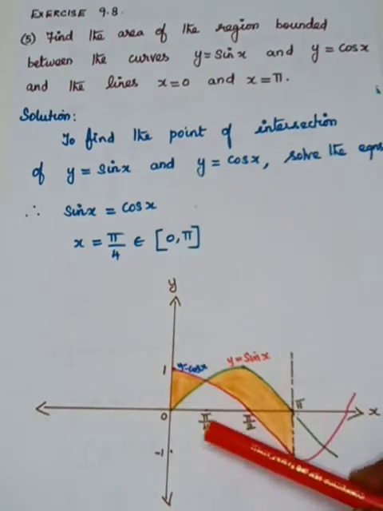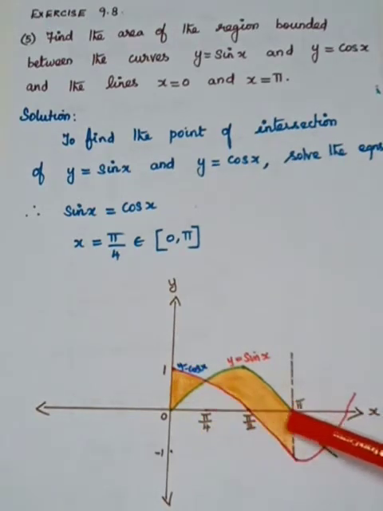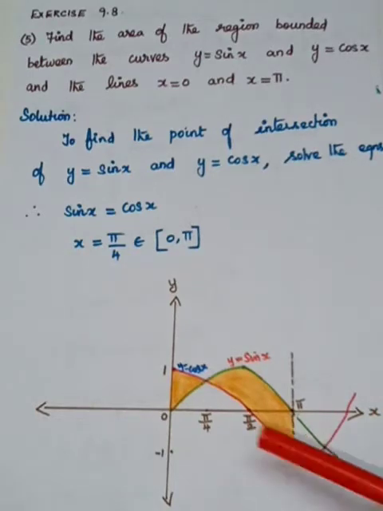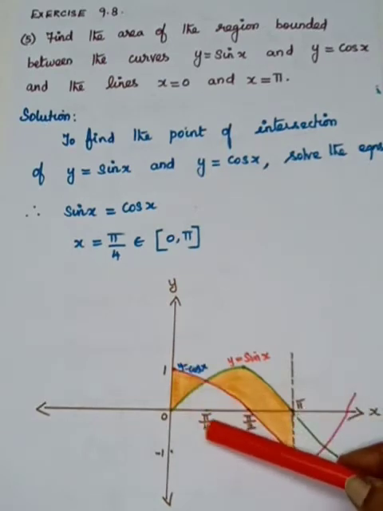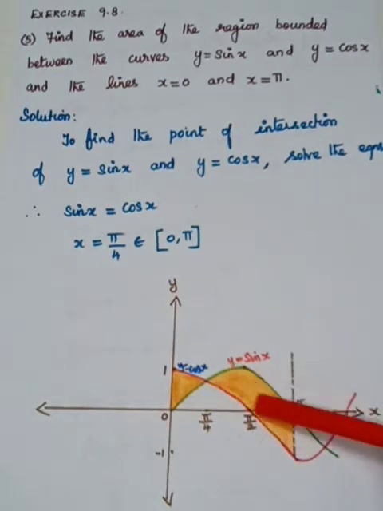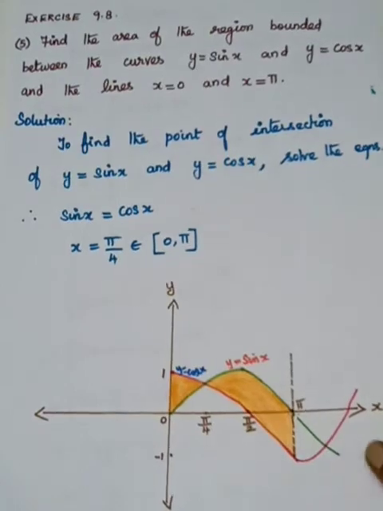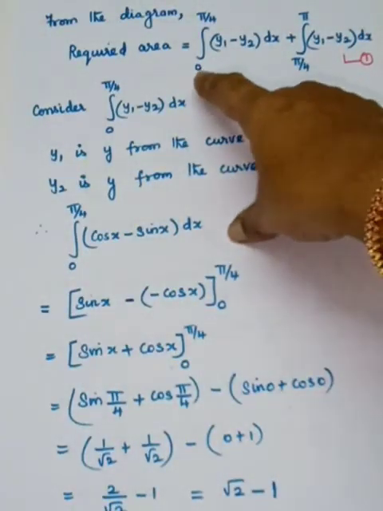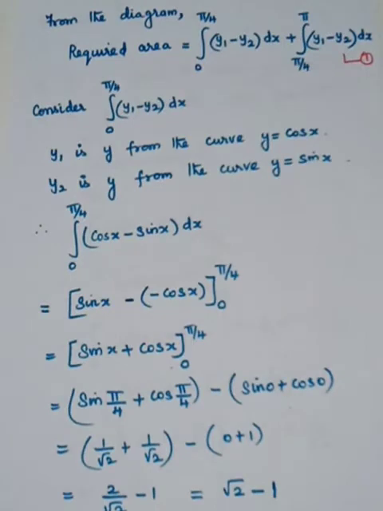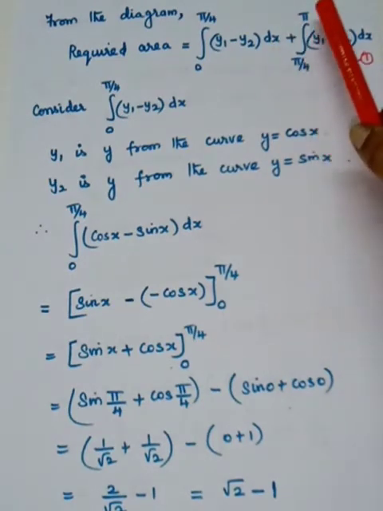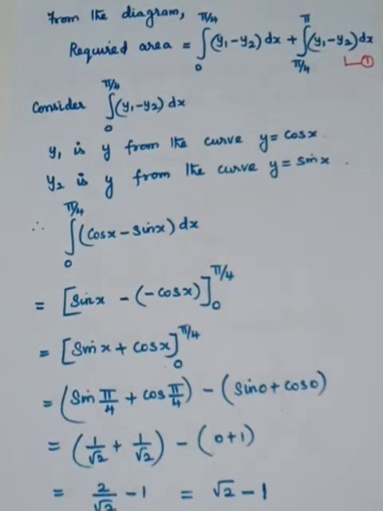Then from pi by 4 to pi, in this interval you are going to find this area separately. So you have two areas: one is from 0 to pi by 4 in this part, and the other from pi by 4 to pi. This shaded part we are going to find. Therefore, for the required area, we are going to choose the x-axis. So the required area is equal to the integral from 0 to pi by 4 plus the integral from pi by 4 to pi. Okay, so we have chosen the x-axis.